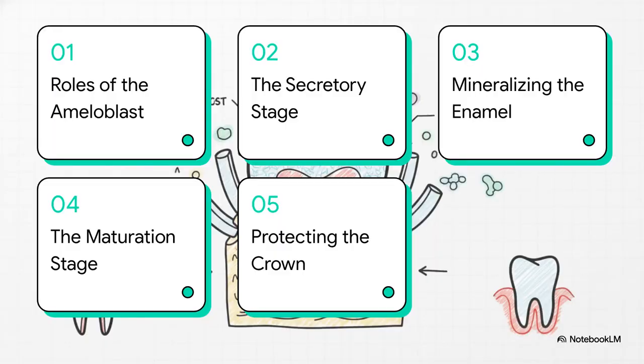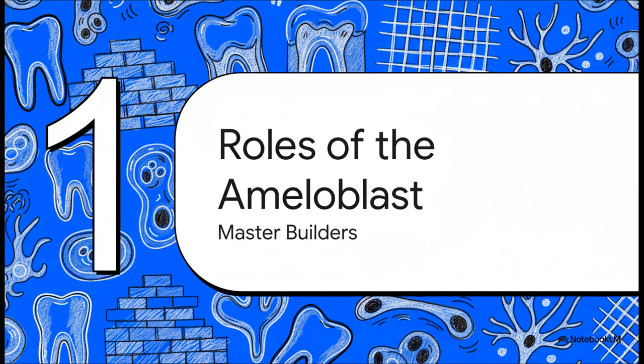Here is our roadmap for today. We'll start with the roles of the Ameloblast, move into the Secretory stage, look at mineralizing the enamel, explore the maturation stage, and finally wrap up with protecting the crown. Okay, Section 1. Roles of the Ameloblast, Master Builders.